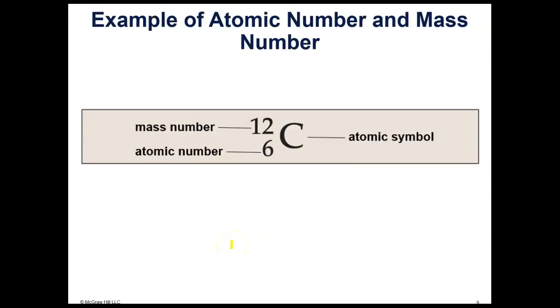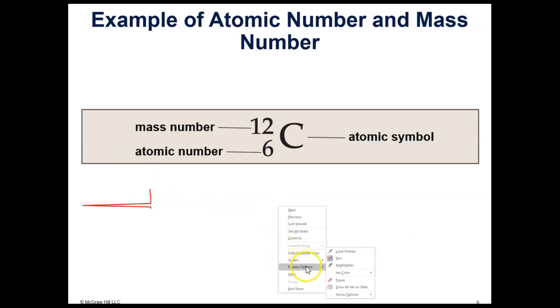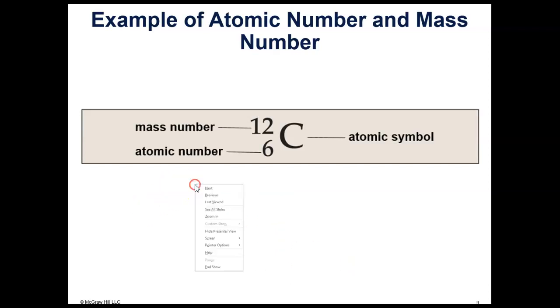So, for example, here we have the symbol for carbon is C. Its atomic number is 6 and its mass number is 12. So what we can tell by that is the number of protons for carbon is 6. Okay, so I'm going to try this again. I'll write it more slowly, I guess.